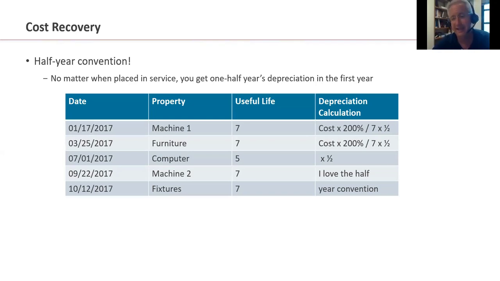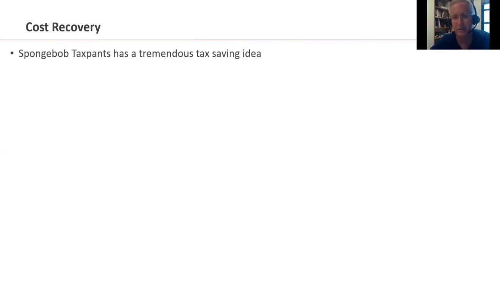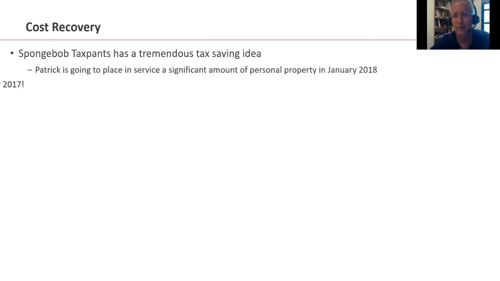Okay, so let's think about the way taxpayers behave. They look at this and they're like, oh, wow, I get a half year for everything I place in service. Well, that's a pretty sweet deal. Why don't I look at everything I was going to place in service in January of next year? Why don't I place that in service in December? Because think about it, I've accelerated that deduction for a whole year and I get a whole half year's depreciation on it in that year, even though it's only been in service for a month.